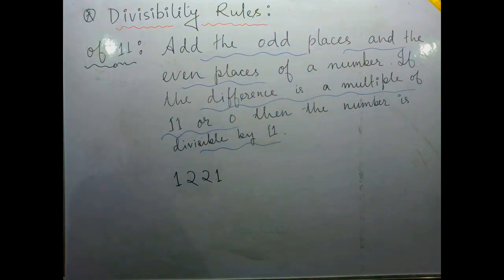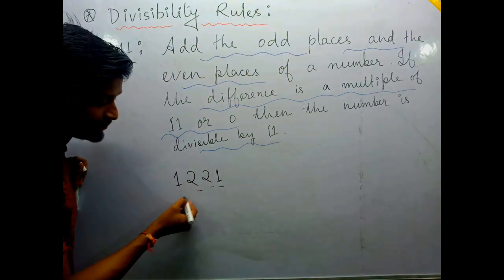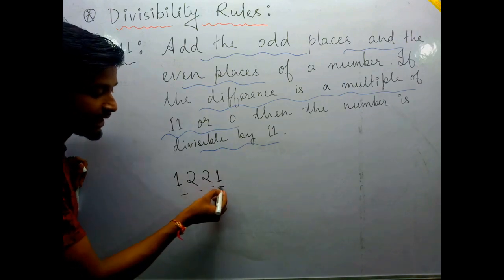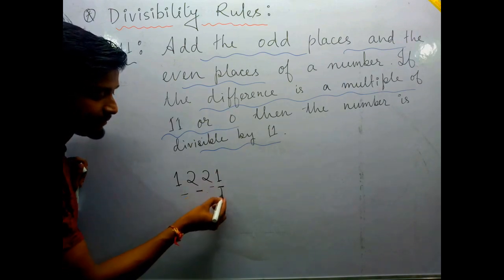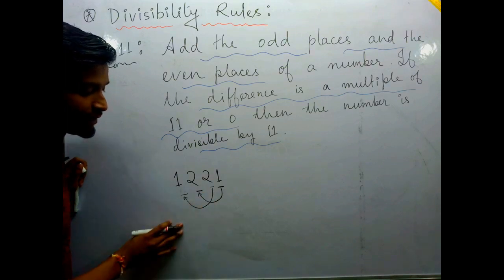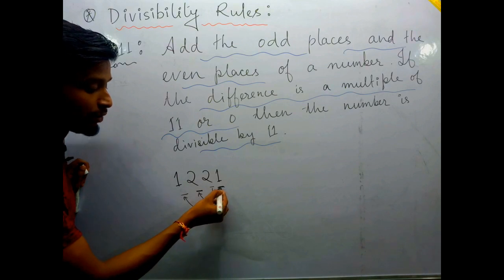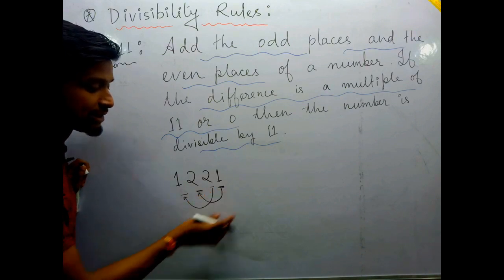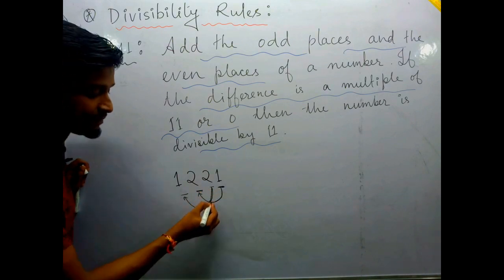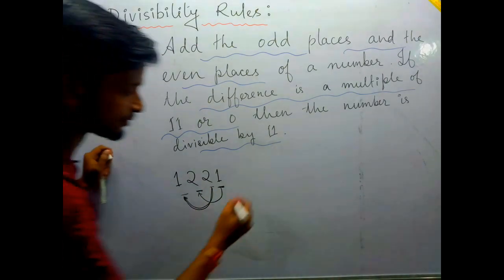What are odd places and even places? Odd place means what? This is the first place, this is the second place, third place, fourth place. First place, third place, these are the odd places. Second place and fourth place, these places are what? Even places. Okay, so what do we do with the odd places? We add the odd places and we add the even places.